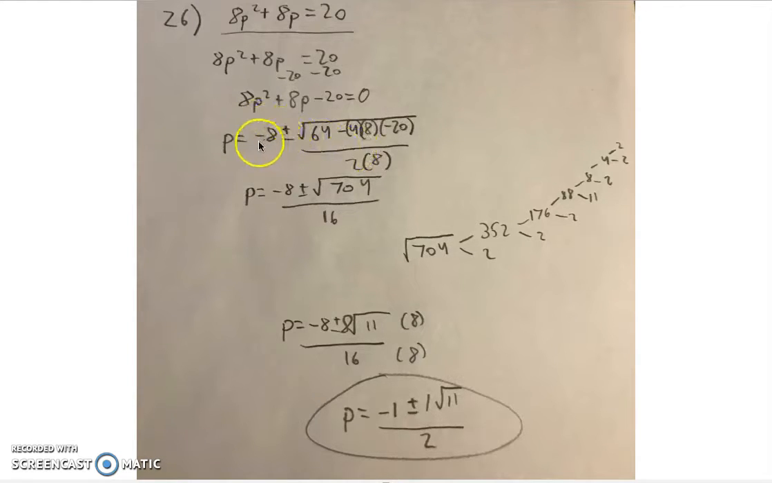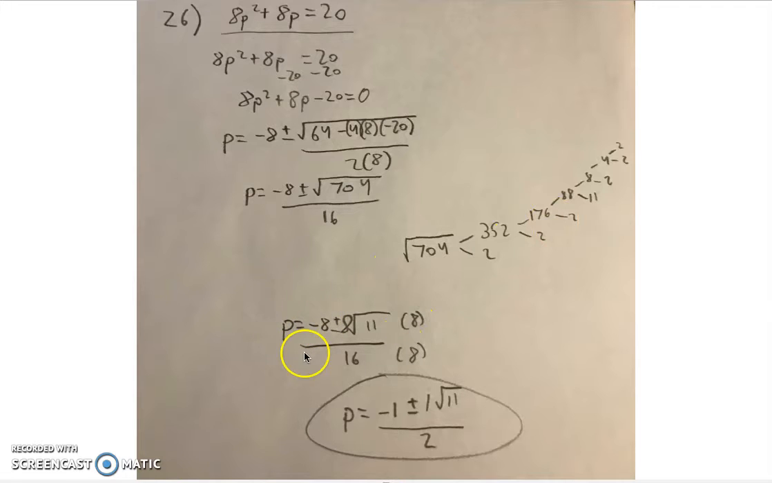So you would have that written as p equals negative 8 plus or minus the square root of 64, which is 8 squared, minus 4 times 8 times negative 20, over 2 times 8. When you do all this math, you come out with p equals negative 8 plus or minus the square root of 704 divided by 16. Then you need to find the square root of 704, and you come out with 8 square root 11.